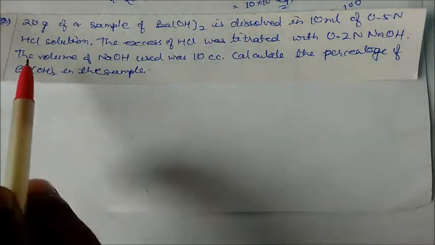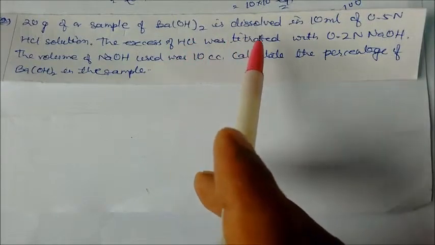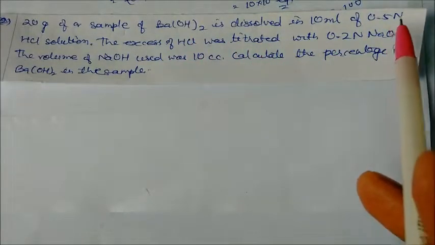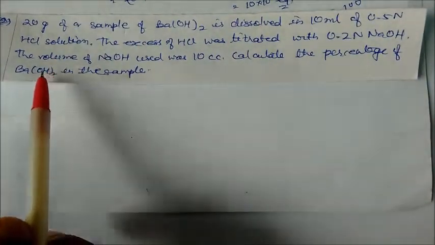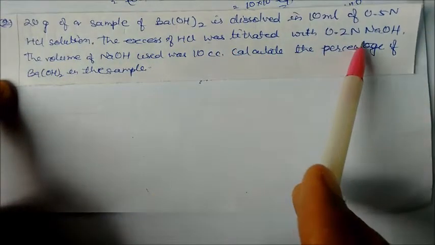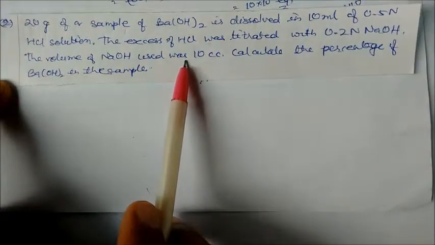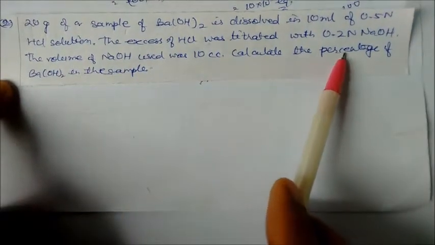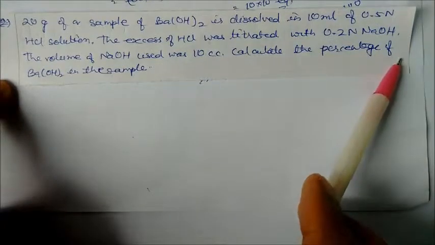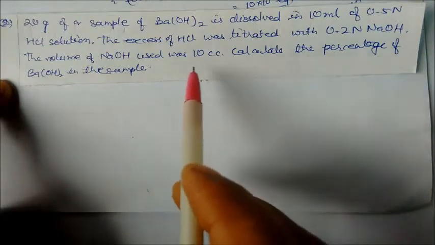Now we see this question. 20 gram of a sample of barium hydroxide is dissolved in 10 ml of 0.5 normal HCl. So this is the HCl solution. The excess of HCl was titrated with 0.2 normal sodium hydroxide. The volume of sodium hydroxide used was 10 cc. So calculate the percentage of barium hydroxide in the sample. So it is again an example of back titration.